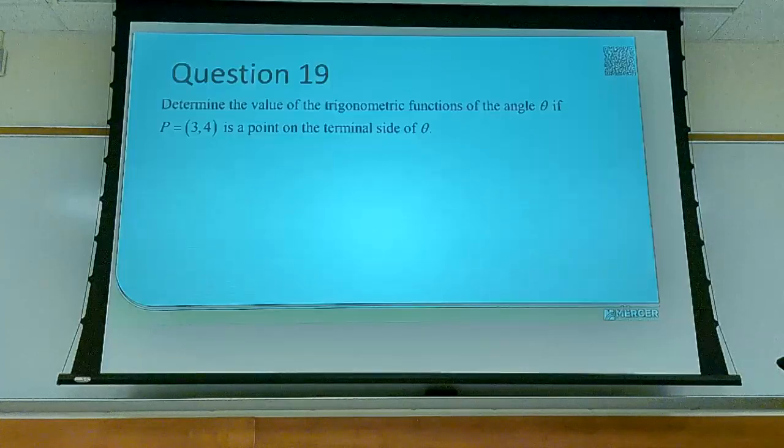Here we're told that the terminal point for angle theta is 3, 4. We want to determine the value of all 6 trig functions for theta. Again, start by drawing the angle in standard form. The point P, what quadrant is that in? The first quadrant. So let's just say it's there.